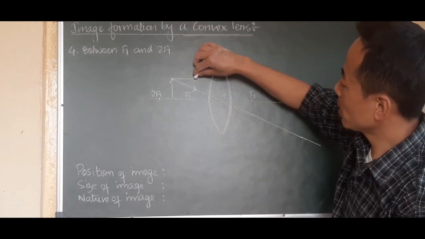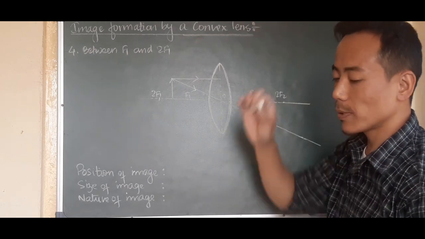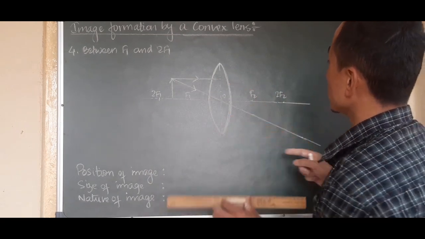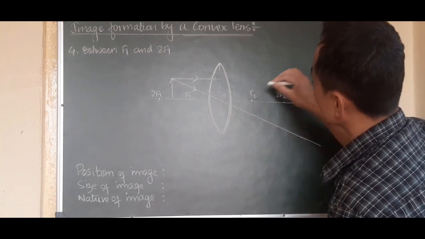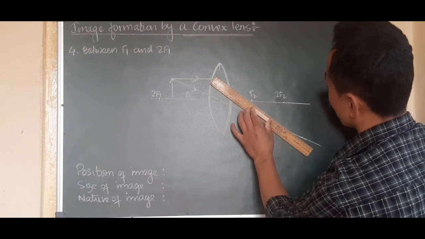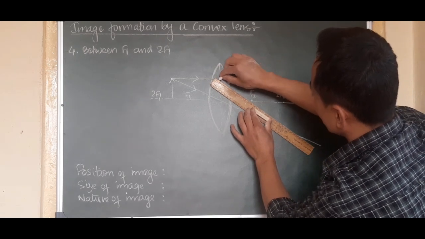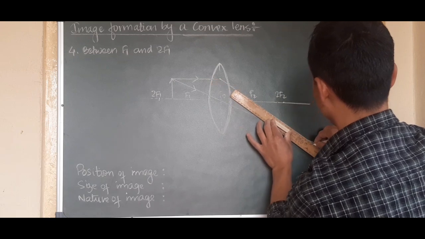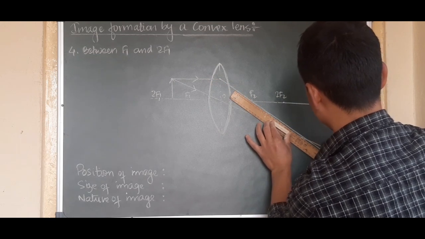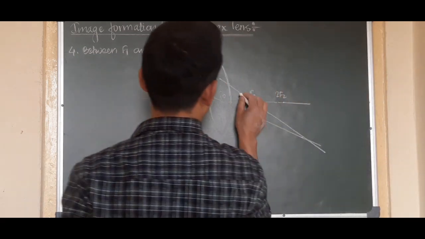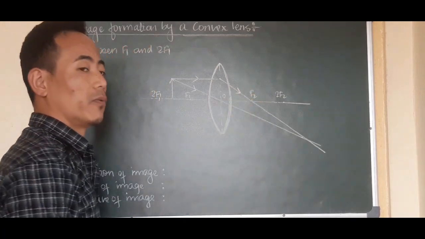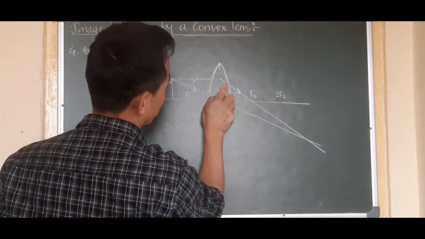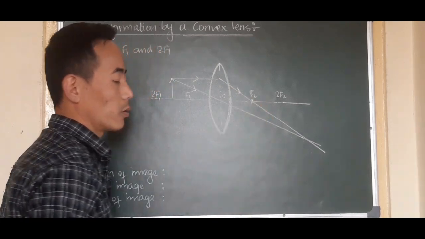The first incident ray, as you can see, is parallel with the principal axis, and the rule says if the incident ray is parallel with the principal axis, then the refracted ray must pass through the second focus. We are using the same rule again and again, so it should not be difficult for you to draw the ray diagrams. So this is the refracted ray which is passing through the second focus. Incident ray parallel with the principal axis, refracted ray passes through the second focus.